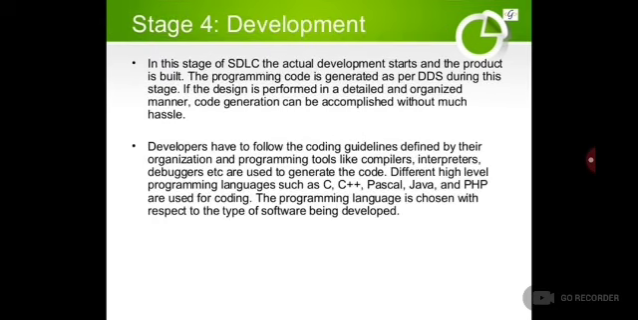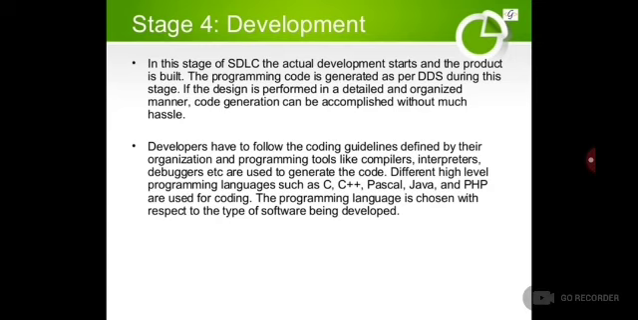Fourth stage, development. In this stage, the actual development starts and the product is built. The programming code is generated as per the DDS during this stage. If the design is performed in a detailed and organized manner, code generation can be accomplished without much hassle.